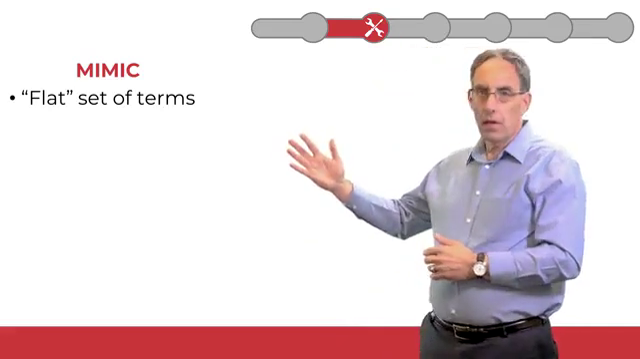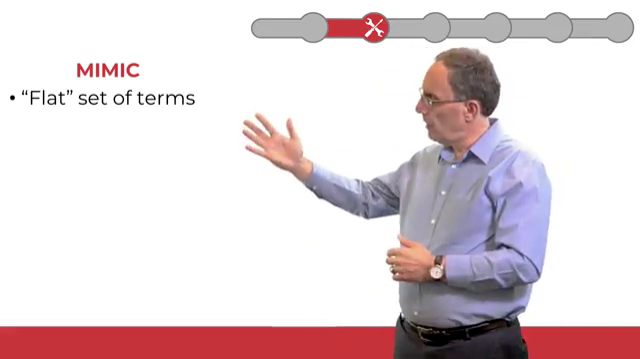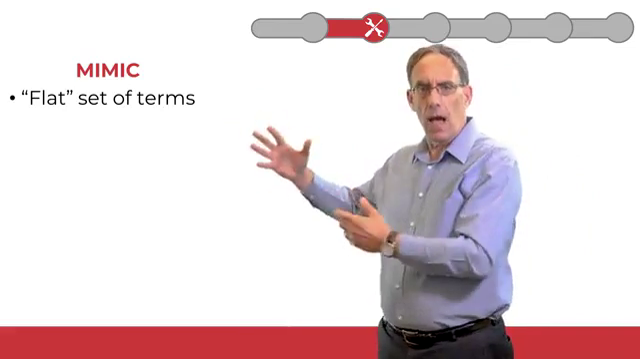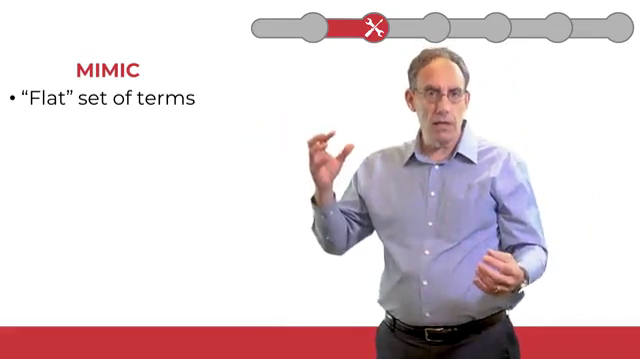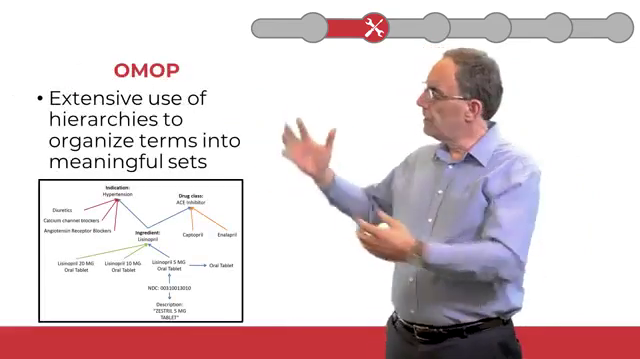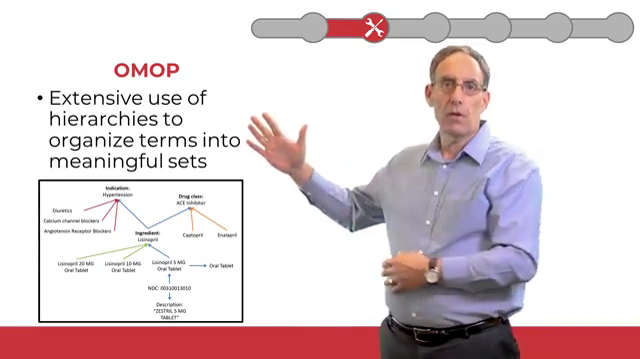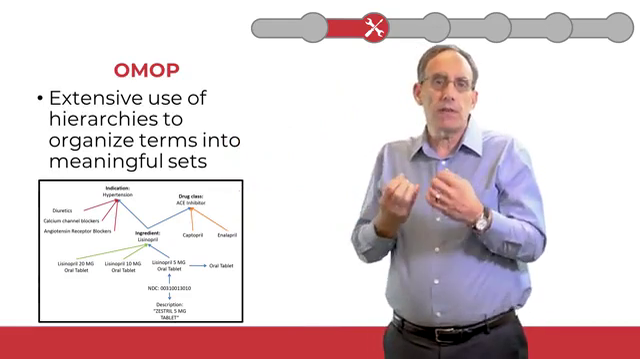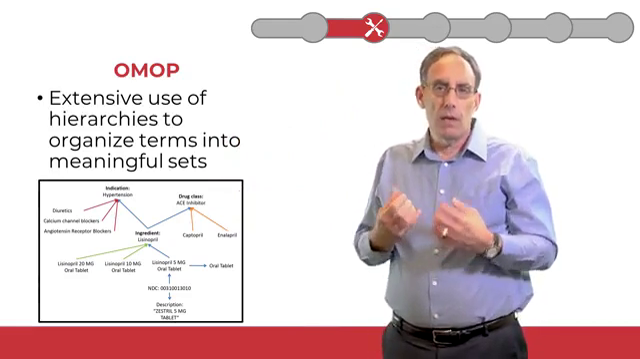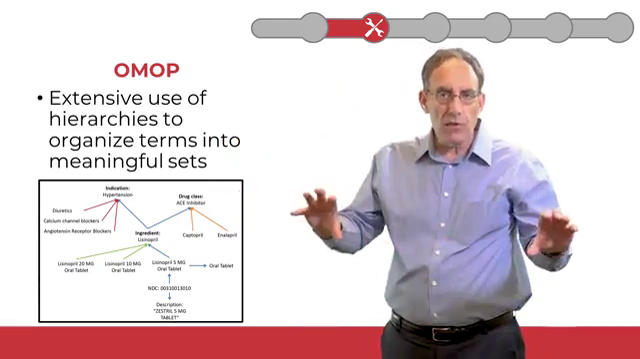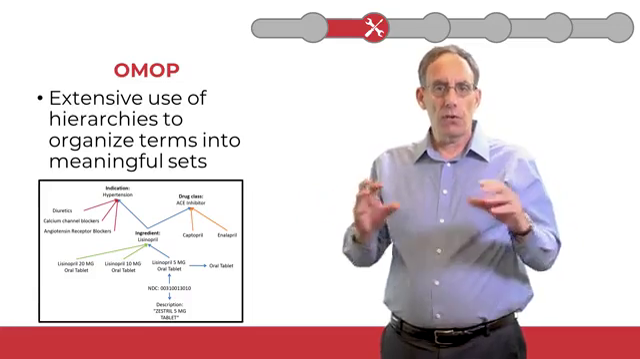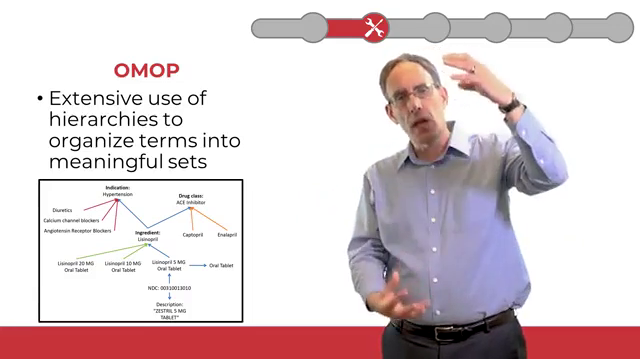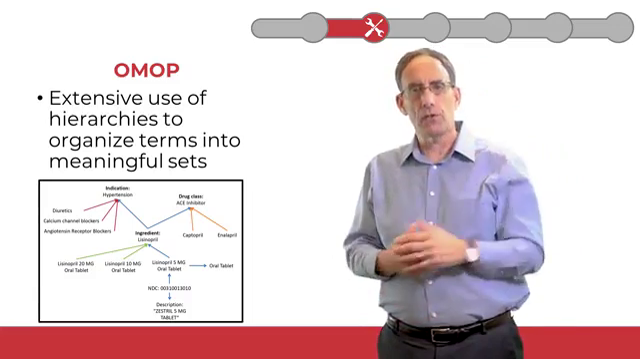In addition, the key difference between MIMIC and OMOP is the absence of terminology hierarchies in MIMIC versus the extensive use of hierarchies to group terms into more specific subsets in OMOP. MIMIC is said to have a flat terminology structure, whereas OMOP is said to have a multi-hierarchical terminology structure.